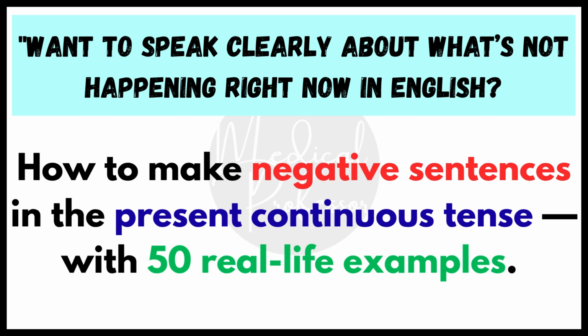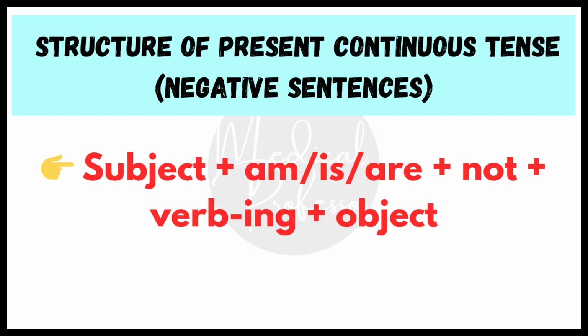Want to speak clearly about what's not happening right now in English? In this video, we'll learn how to make negative sentences in the present continuous tense with 50 real life examples, perfect for listening, speaking, and grammar practice. Let's get started. Structure of negative sentences in present continuous tense.